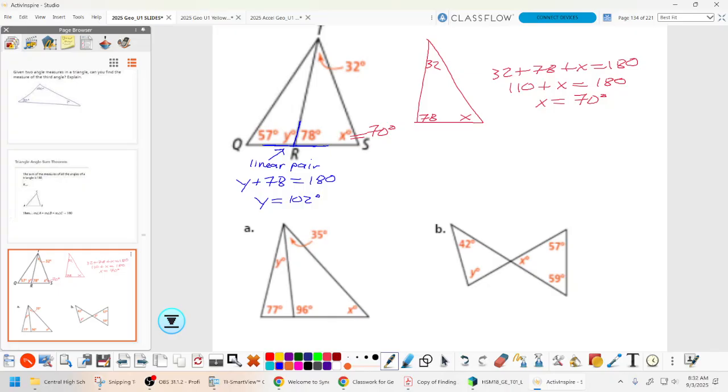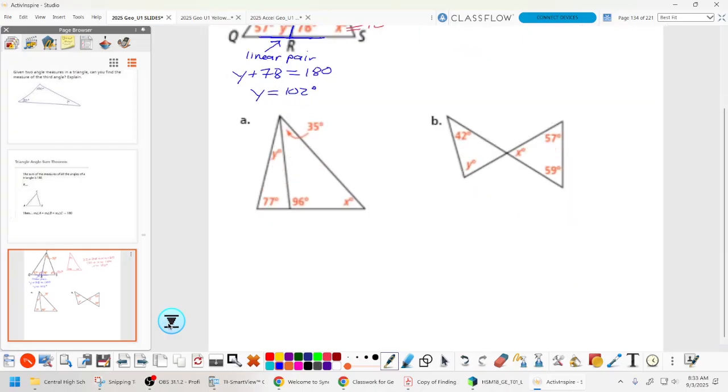We could have figured out, if we look at this big triangle, we could use 70, 57 and find this whole angle by subtracting. And then subtract 32 to get this piece, and now we can work within the left side triangle. But that was extra work. I mean, it's okay if you saw that, but I think this way is a lot shorter. Okay, why don't you try these bottom two?